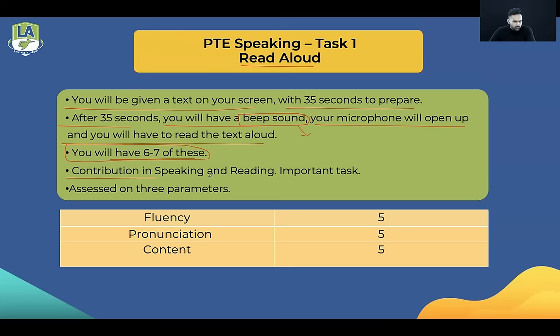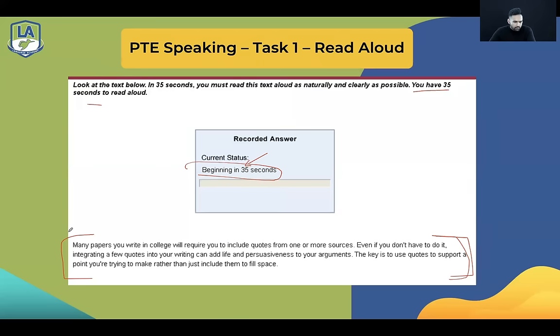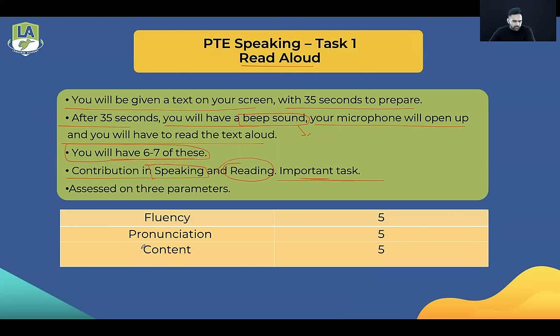This task is important because it contributes to your speaking module and your reading module as well. Very important. Why reading? Because you'll have to speak, but at the same time, you'll have to read as well. So your reading is evaluated as well. This is assessed on 3 parameters. There are 3 parameters on which your speaking tasks are evaluated: fluency, your pronunciation, and your content.